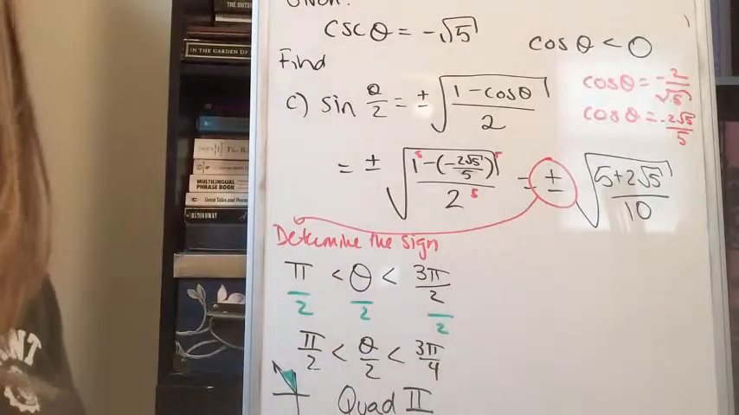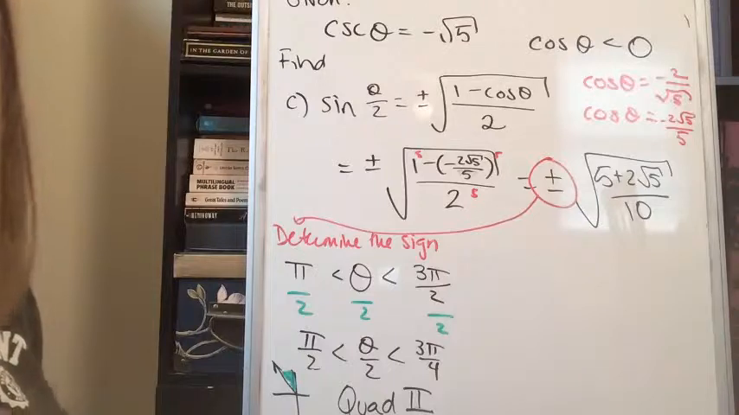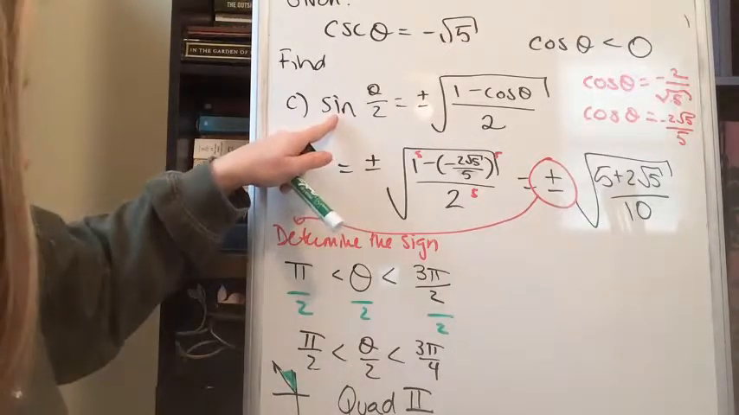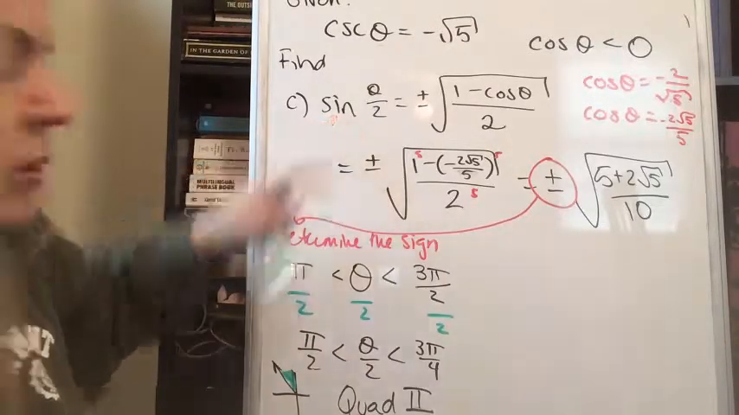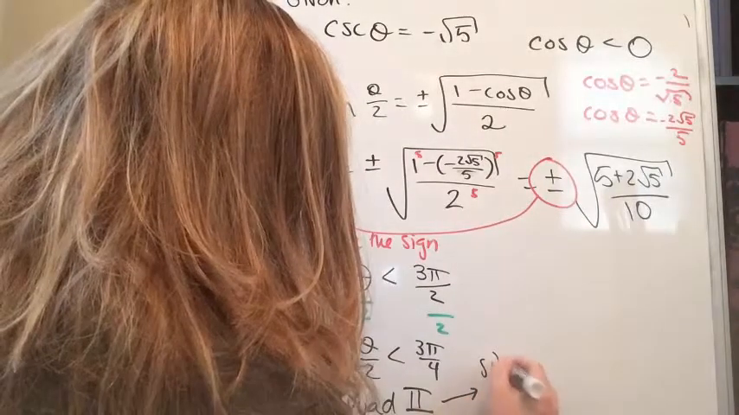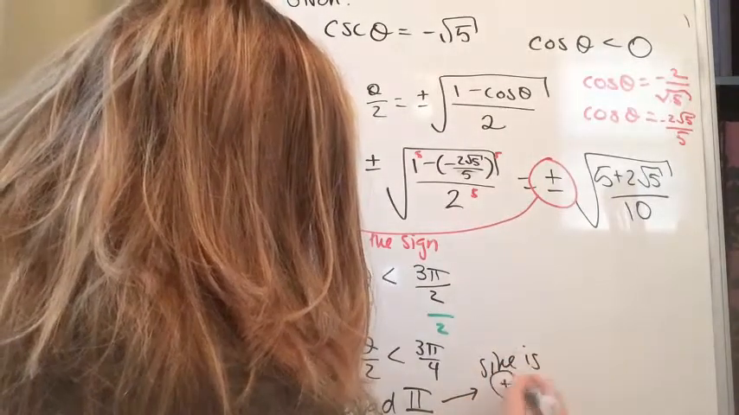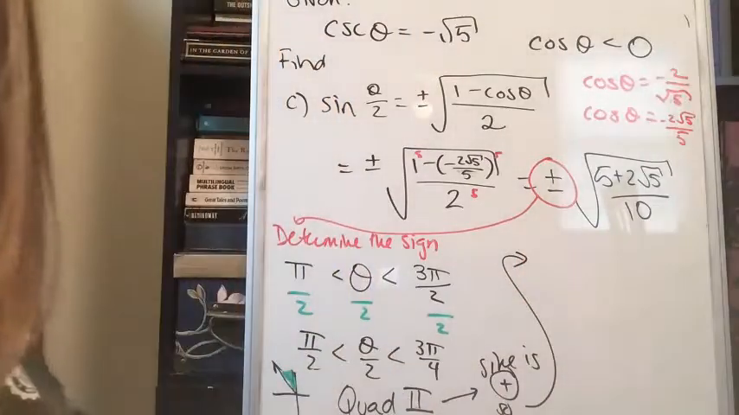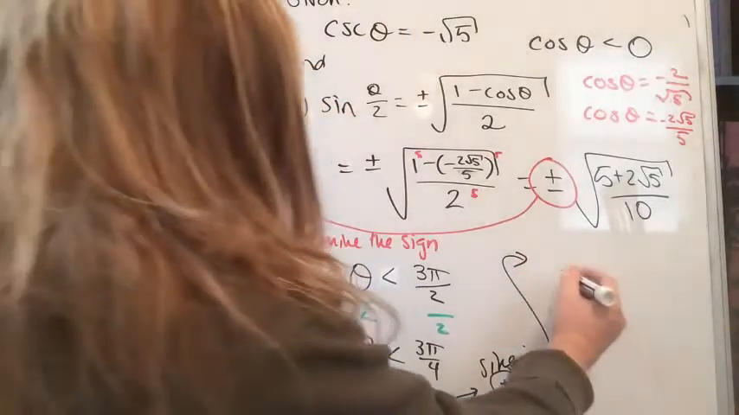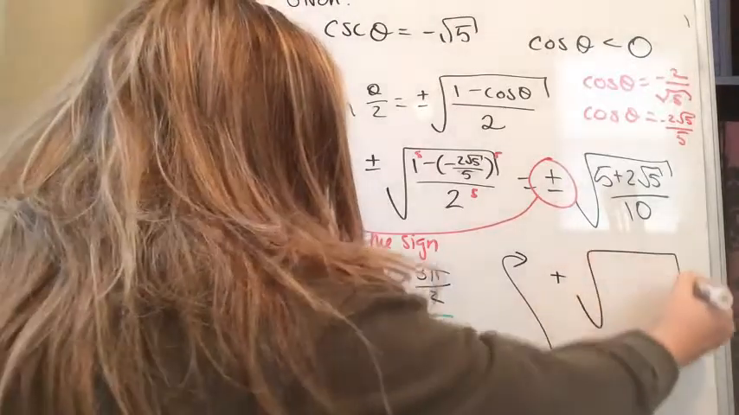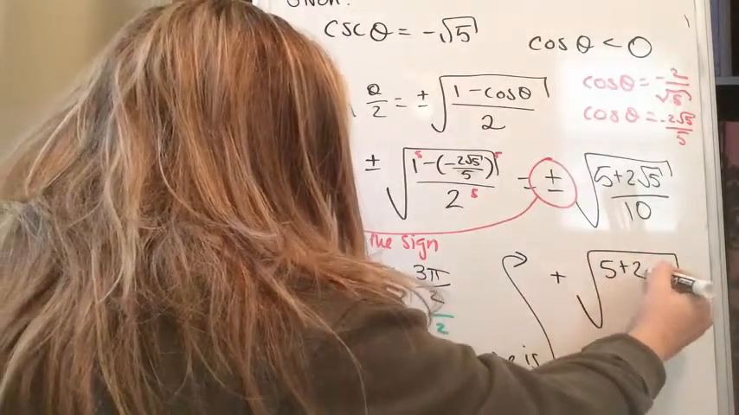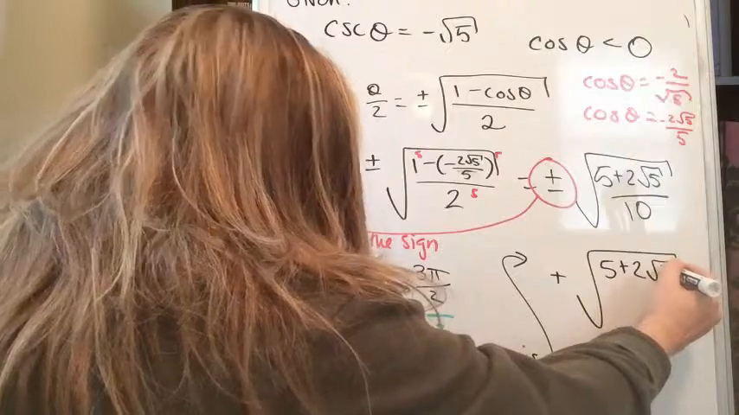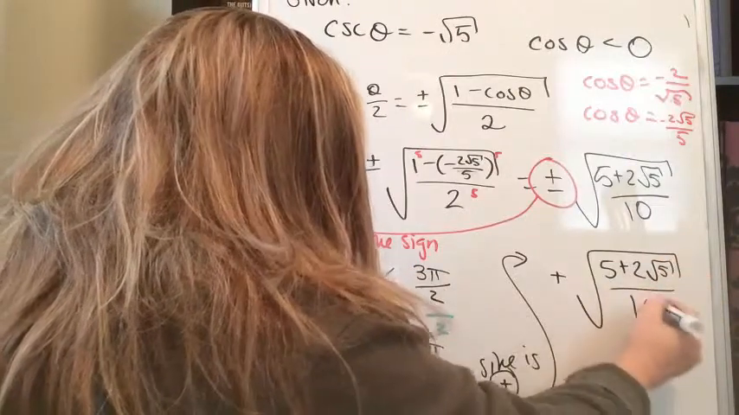What sign is sine in quadrant 2? Sine is positive. So what is our final answer? Our final answer is positive. You don't have to write plus, but I'm going to just to exaggerate it. The square root of 5 plus 2 radical 5 all over 10.